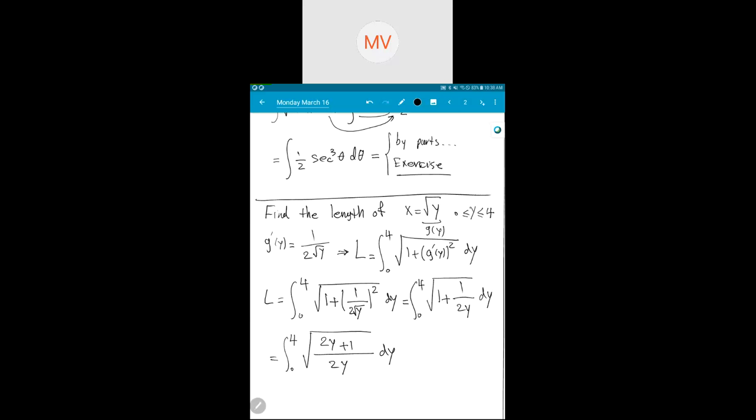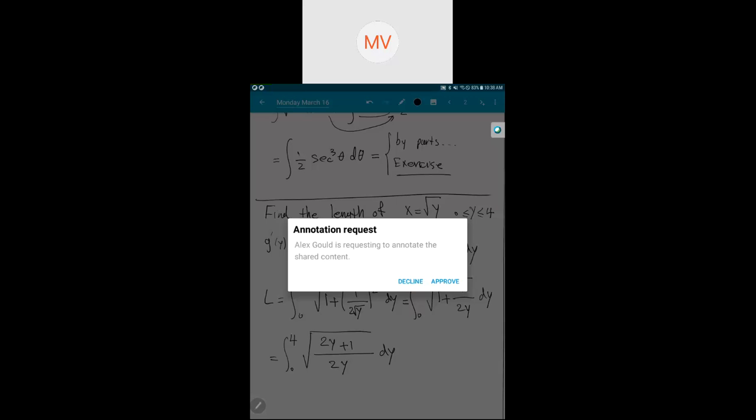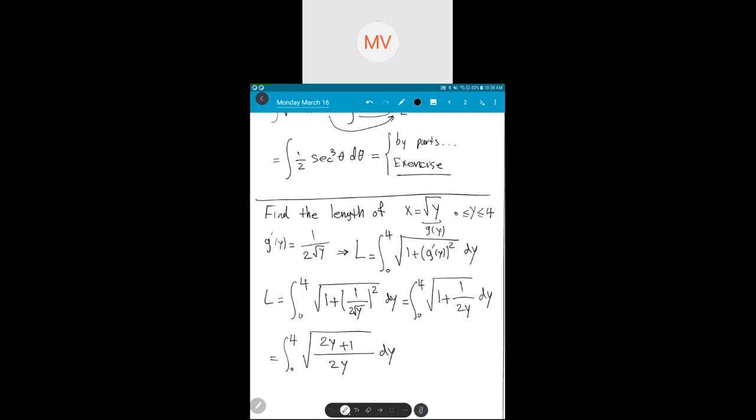Hold on a second. Someone's trying to make a comment, so let's see. Oh, you're right. So isn't it 1 over 4y? Correct. Correct. My bad, guys. So let me get rid of that. Thank you. So, just the eraser. That one right there.